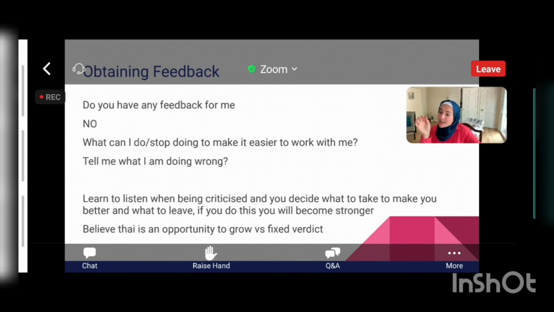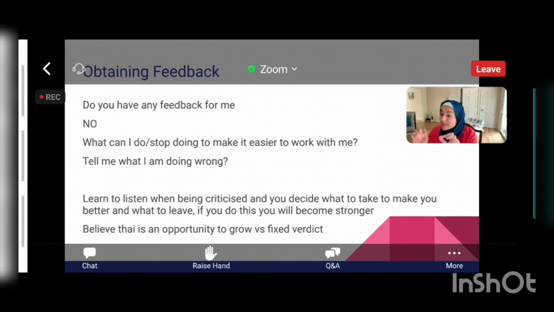Finally, when we're children and we get told off, instead of feeling, oh my God, I'm just getting told off, if we learn to listen when we are being criticized and we decide ourselves what to take and what to leave, if we do this, we're going to become stronger and better. So believing, sorry, there's a typing error there. Believing that this is an opportunity to grow versus somebody's telling you off and that's their fixed verdict. You're not very good with your hands. You're doing cataract surgery. Oh, you're not very good with your hands. Oh, that's it. I'll never be a good cataract surgeon.